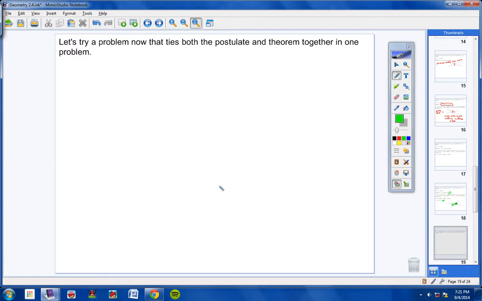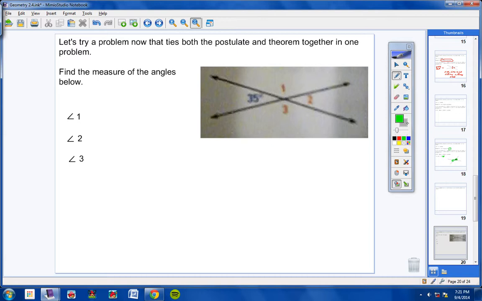Okay? Now let's try a problem that ties both the postulate and theorem together in one problem. This will be very interesting, so please take some really good notes. All right, here we go. Copy this in your notes, and in case you can't read it, I apologize. Look at this carefully. This is angle 1 right here, and this is angle 2 right here. This is angle 3 right here. This is 35 degrees, and I do apologize for the quality of some of these pictures.